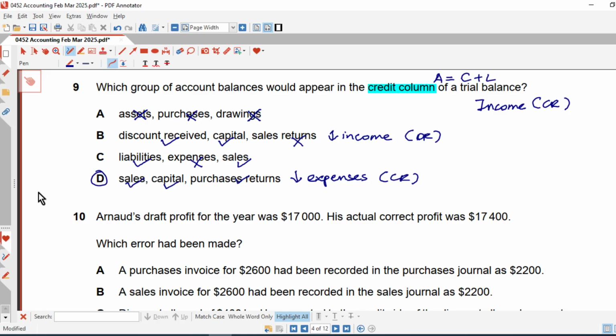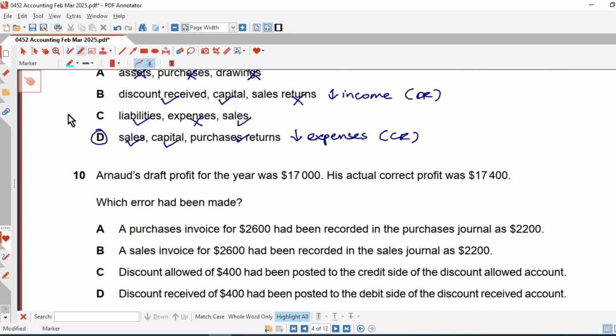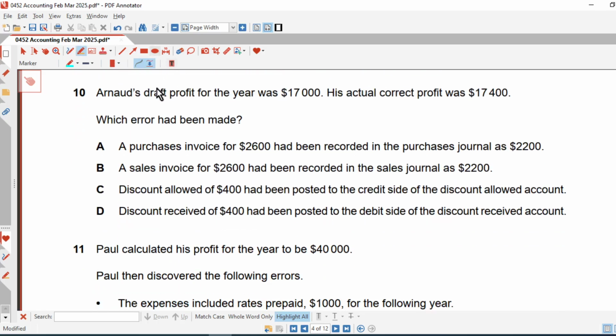Now let's move on to question number 10. Now, Arnott's draft profit for the year was 17,000. Okay, that's the draft profit. His actual correct profit was 17,400. So which error had been made? You see, they always come up with different ways to try to test you on correction of errors, and this was just one of the new ways they actually used.